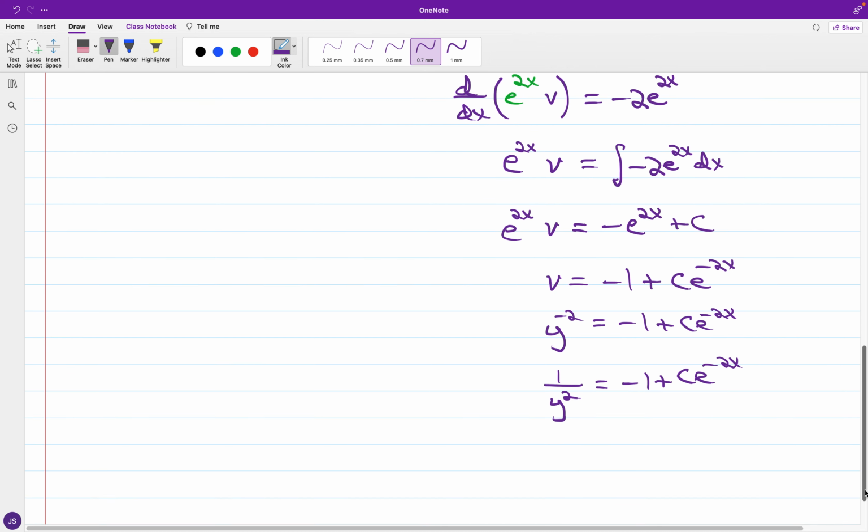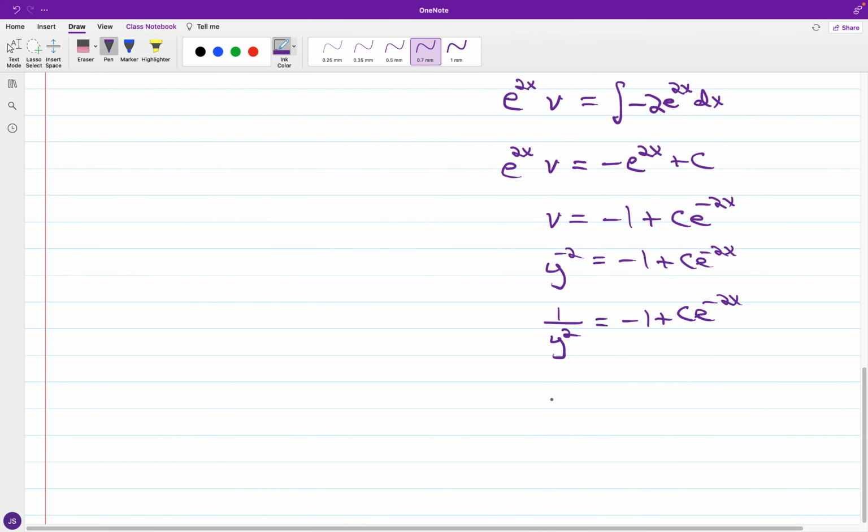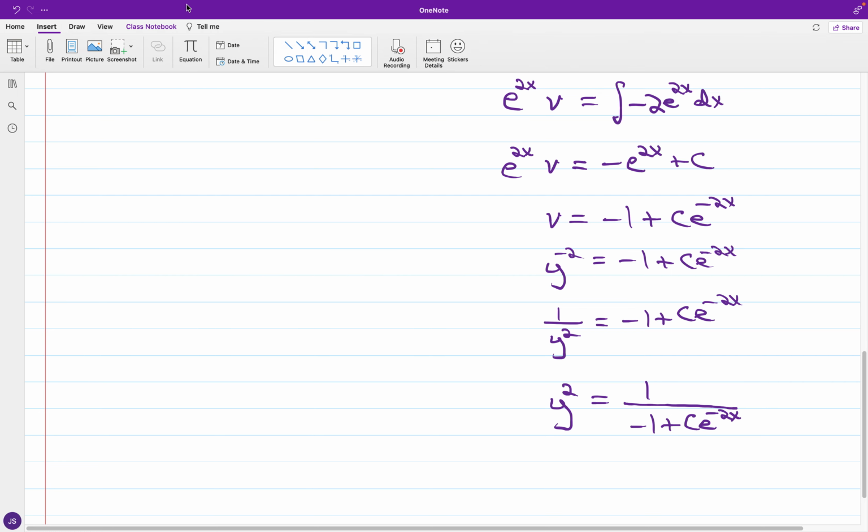And if I take the reciprocal of both sides, one way that I can display the final result is to say that we have y squared is equal to the reciprocal, negative 1 plus c times e to the 2x, or the reciprocal of c times e to the negative 2x minus 1. All right, we can just leave this as y squared is equal to 1 over all of negative 1 plus c times e to the negative 2x.